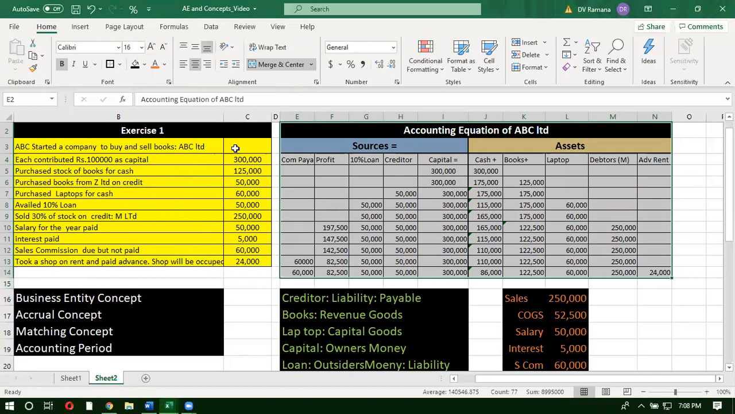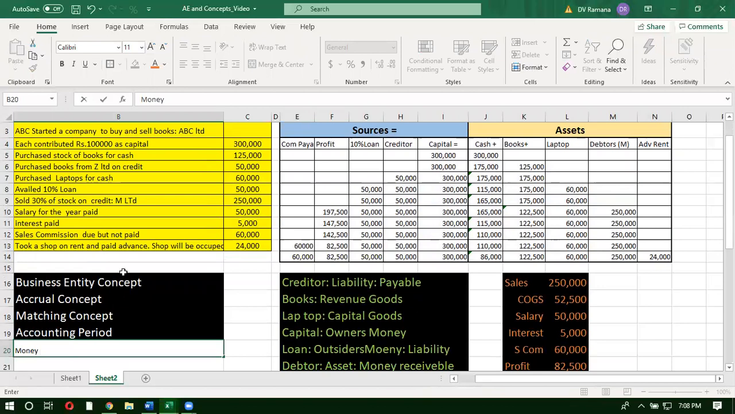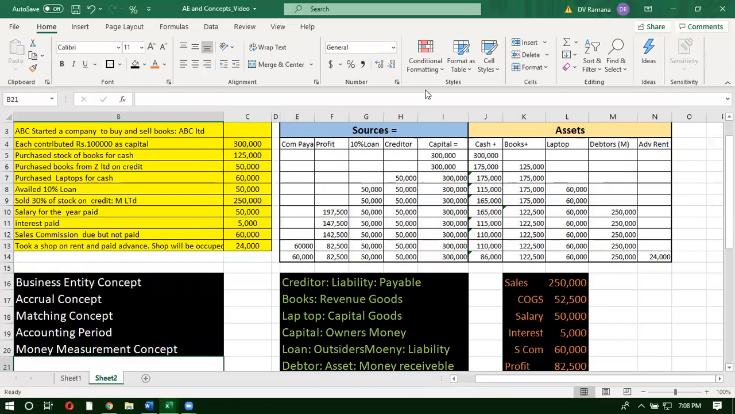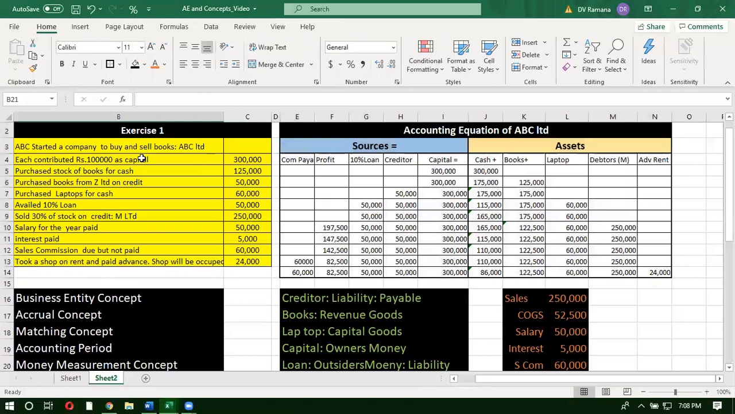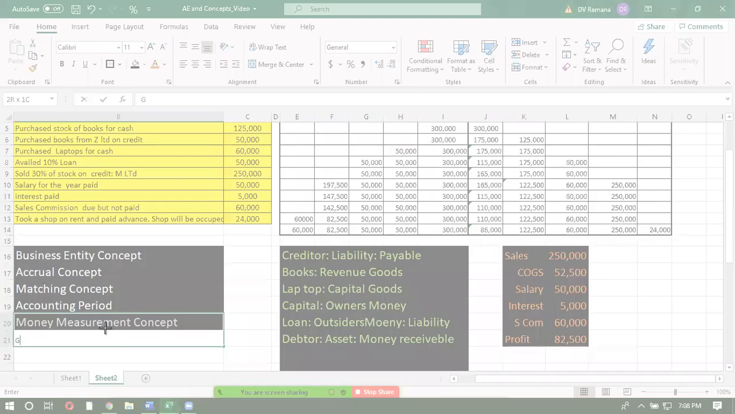Now, another thing to observe, all these items that we have entered all have a financial value. So therefore, accounting is also said to be a money measurement concept. The money measurement concept says that only those transactions which have some money value will be recorded. If the transaction does not have money value, then you don't record it in the books. That's one. Another important concept is the going concern concept, okay?